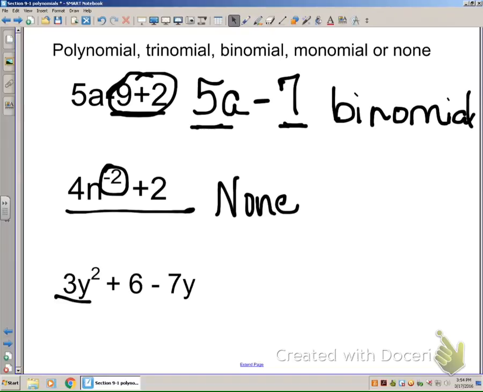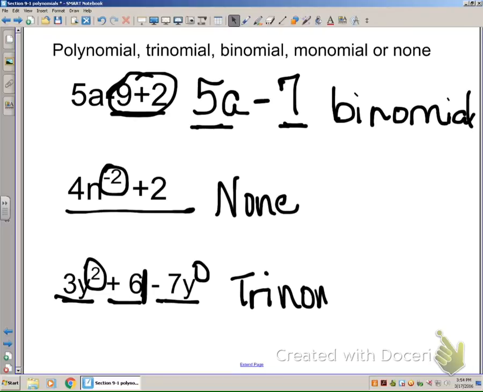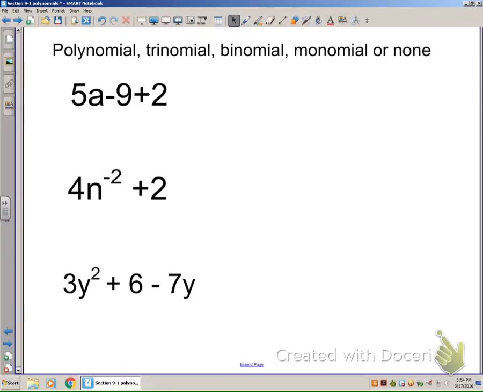Okay, looking at this one, I've got 3y squared, I've got a plus 6, and I've got a minus 7y. So it's looking like I've got three terms. Is there anything that I can combine? The answer is no. This has an exponent of 2. This has an exponent of 1. This doesn't even have a variable in it. If it did, it would have an exponent of 0. So I can't combine them. Therefore, I've got three terms, and it is a trinomial. Remember, prefix tri means three, like tricycle has three wheels.